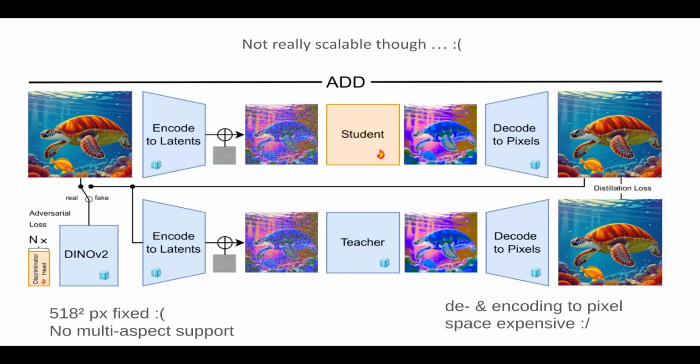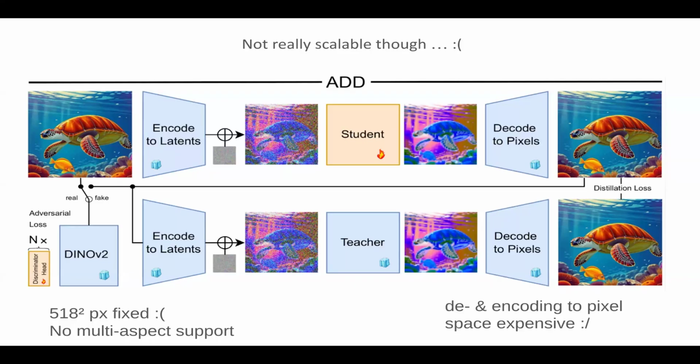The problem with this approach is that it's not really scalable, because as I said, we had to decode into pixel space to apply this DINOv2-based discriminator backbone. That discriminator backbone is also only applicable at a fixed resolution, which I think is 518 pixels. So you can't really go beyond that.